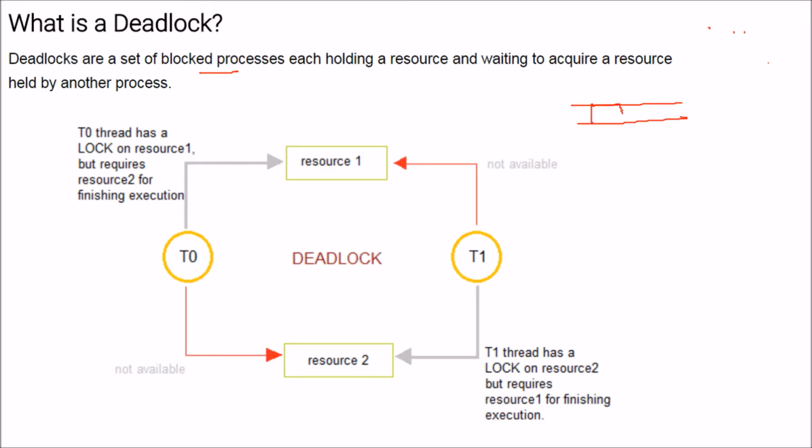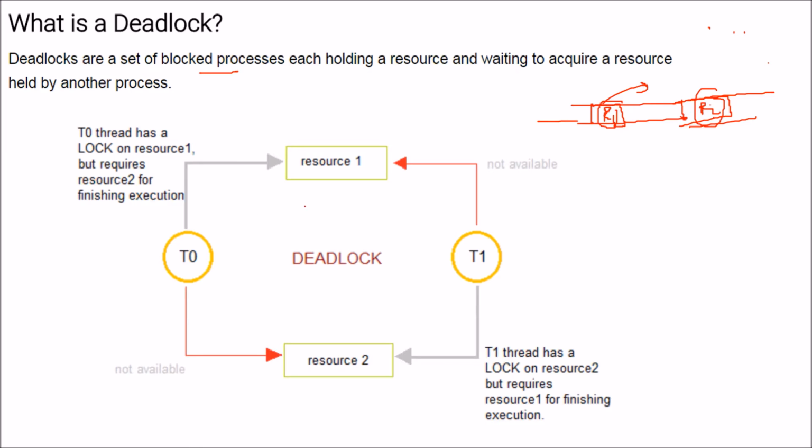There are two trains on the same railway track. This is, say, rail 1, this is rail 2. Now rail 1 wants rail 2 to leave this track so that it can proceed, and similar is the case with R2. It also wants R1 to move off the track so that it can proceed.